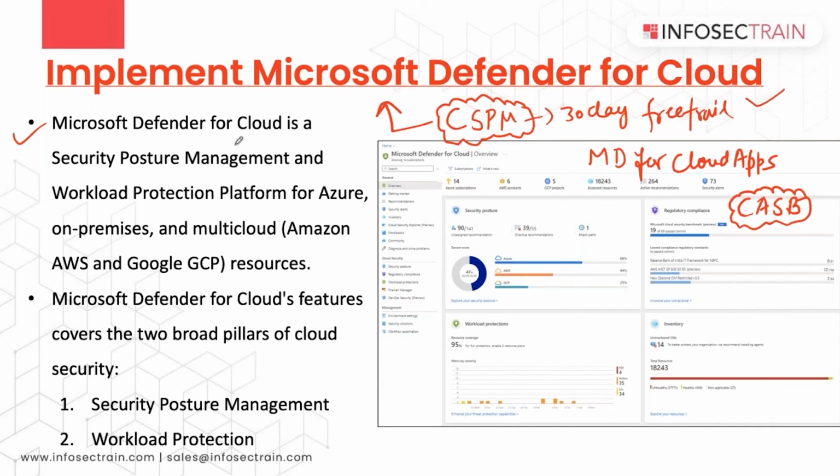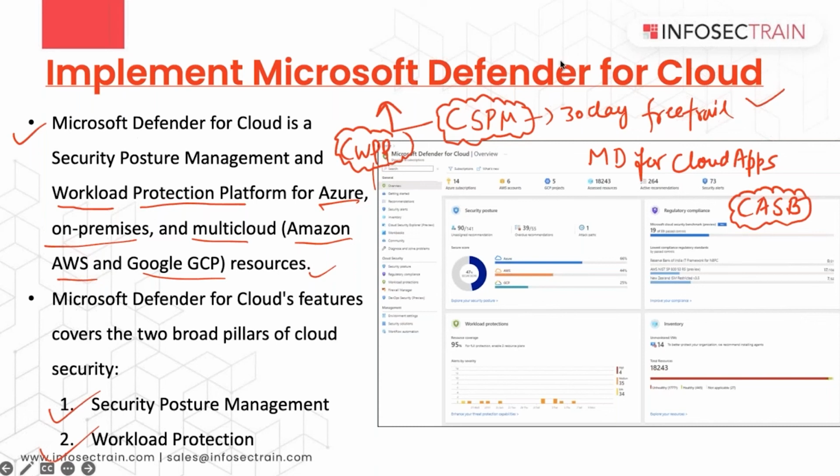Now, Microsoft Defender for Cloud is going to give you features like CSPM, Cloud Security Posture Management, and also the Cloud Workload Protection Platform, known as CWPP. So it provides two options, and not only for Azure, but also for your on-premises and multi-cloud resources like Amazon AWS and Google GCP. You can check the CSPM and protection for those resources as well. It covers two things: security posture management and workload protection.